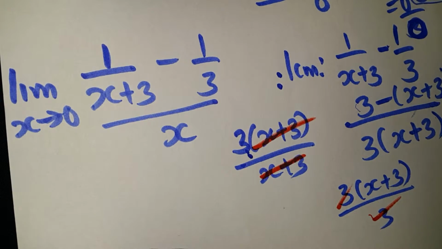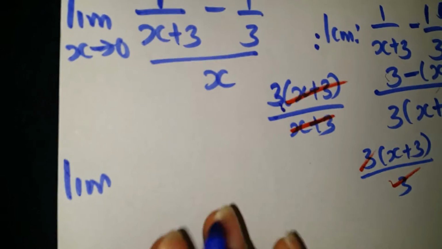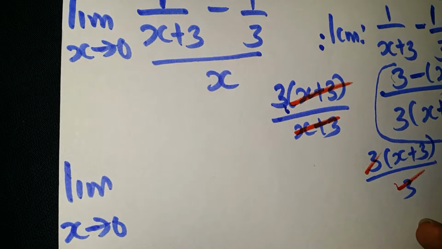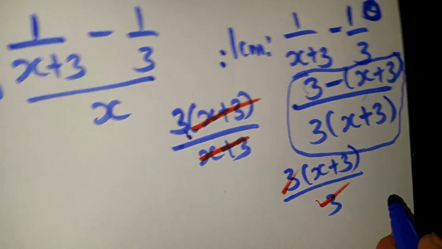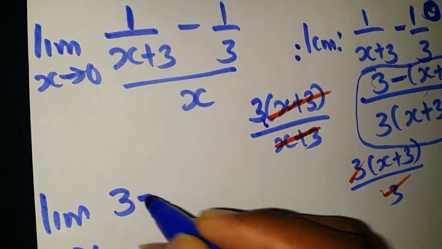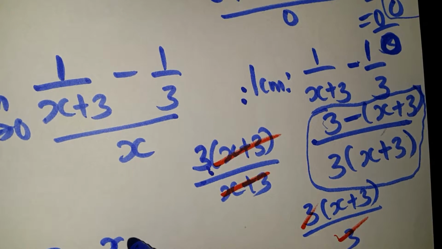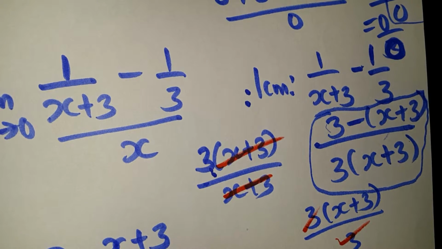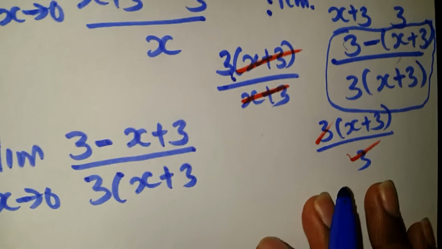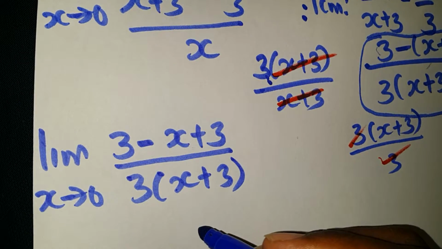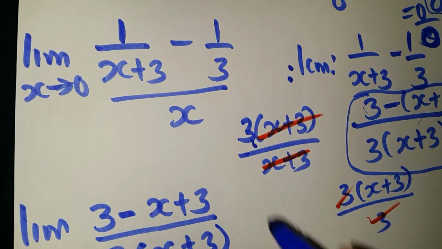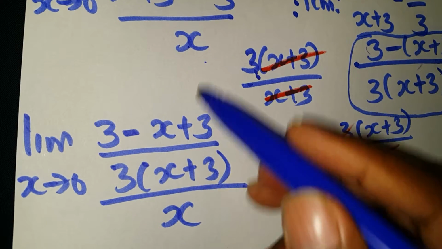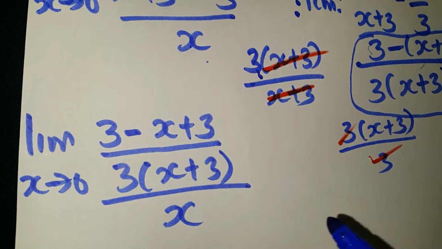So we can now rewrite our limit here. x tends to 0. So this is what we now have. We have 3 minus x plus 3, divided by 3 times x plus 3, then everything over x, this x here. So we only took the LCM of this and we got this, divided by our x here. So this is what we have so far.